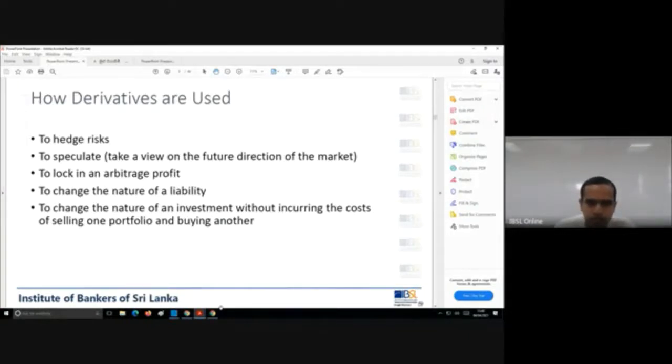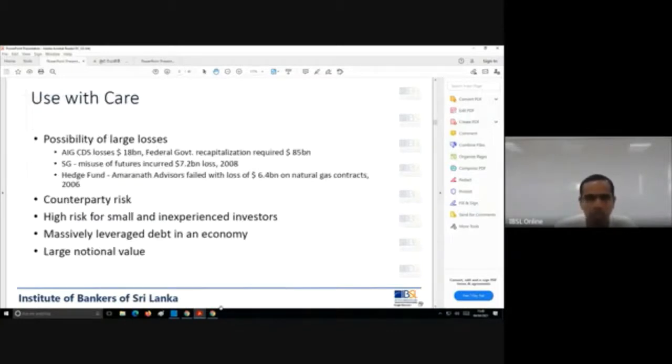Derivatives are used to hedge risk, to speculate, to take a view on the future direction of the market, to lock in an arbitrage profit, to change the nature of a liability, right? So if you're paying, for example, a fixed rate of interest and you see interest rates falling, then you can use derivatives, what is called a swap, to go from paying a fixed rate to paying a floating rate. And to change the nature of an investment without incurring the costs of selling one portfolio and buying another, right? So you can switch from a fixed income portfolio to an equity portfolio without actual physical movement of securities.